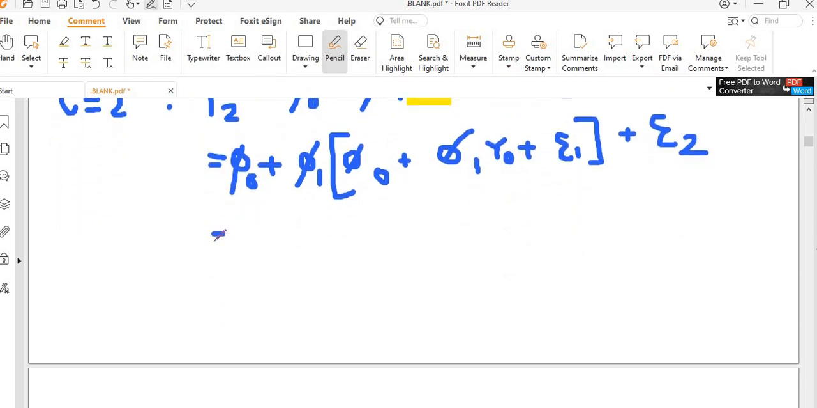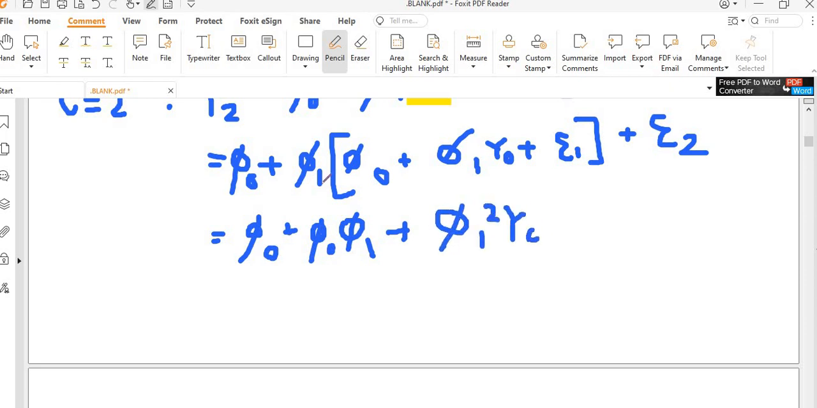Let us simplify this. So we have phi naught plus phi naught phi 1, or actually we can take phi naught common as well, or maybe let me not skip steps. Let me not skip steps. So we have phi 1 into phi 1, so we have phi 1 square y naught, and then we have phi 1 into epsilon 1, so we have phi 1 epsilon 1 plus epsilon 2, right?